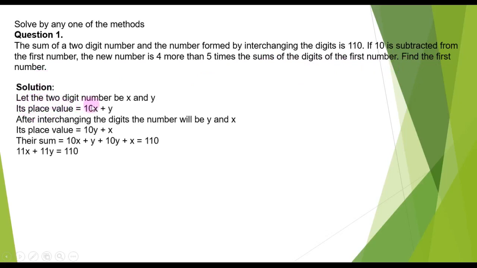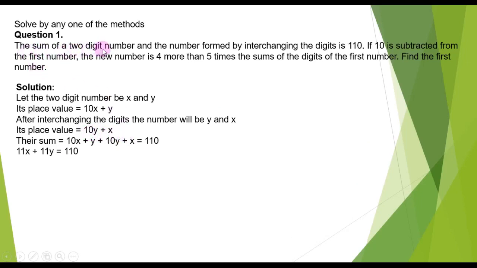Let the 2-digit number be x and y. Its place value equal to 10x plus y. After interchanging the digits, the number will be y and x. So let us interchange its places. Its place value equal to 10y plus x.